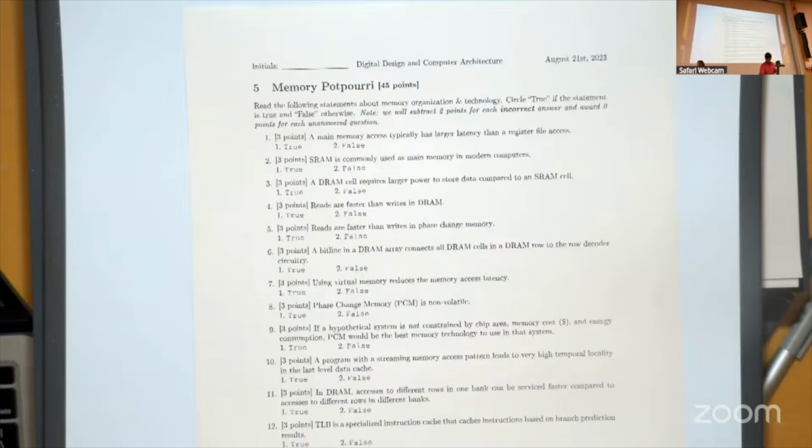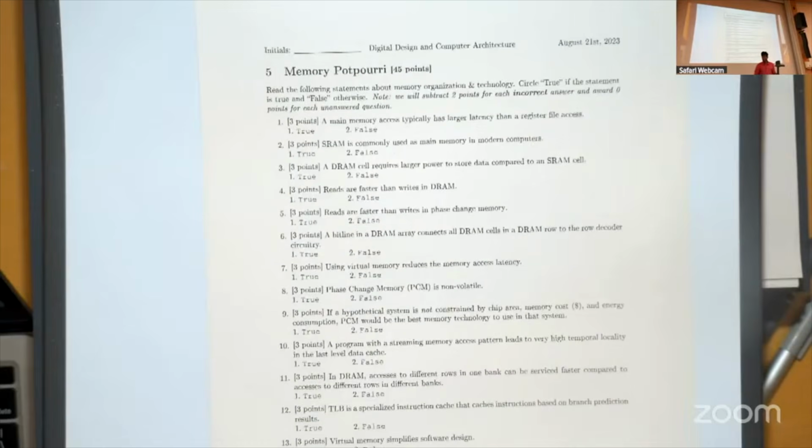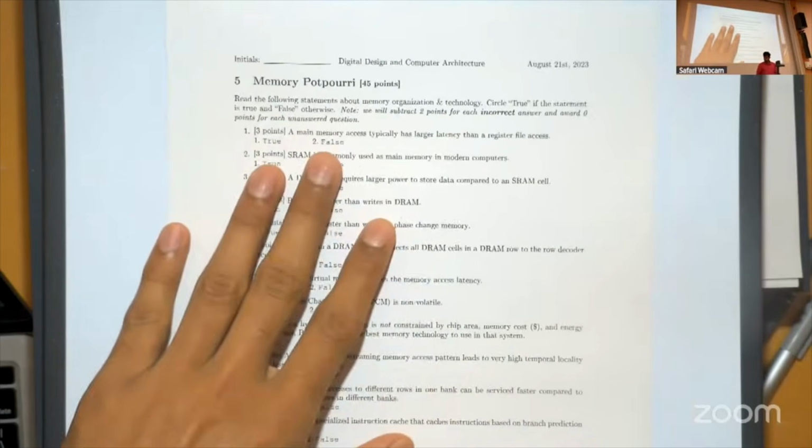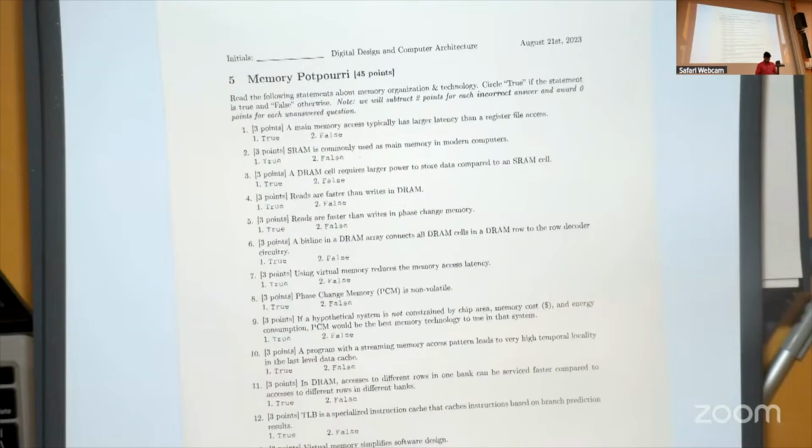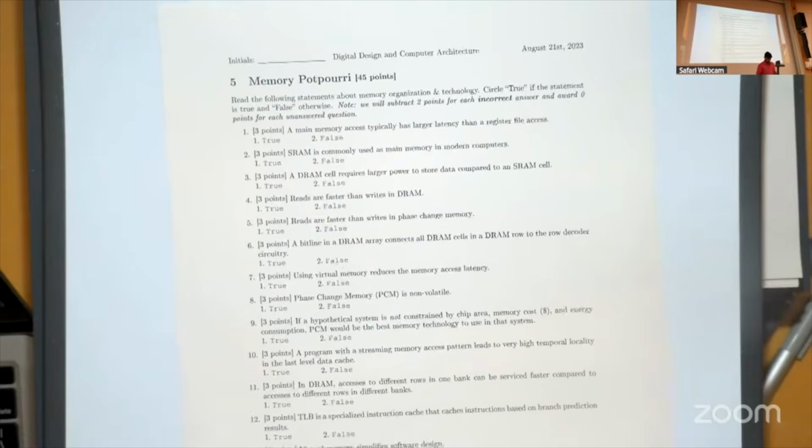Okay, so I will deal with 3 questions. We will go in a different order than the paper. We will go with memory potpourri first, then we'll discuss finite state machines and vector processing. Let's do memory potpourri first because the previous question was a bit difficult. Let's start with something simple.